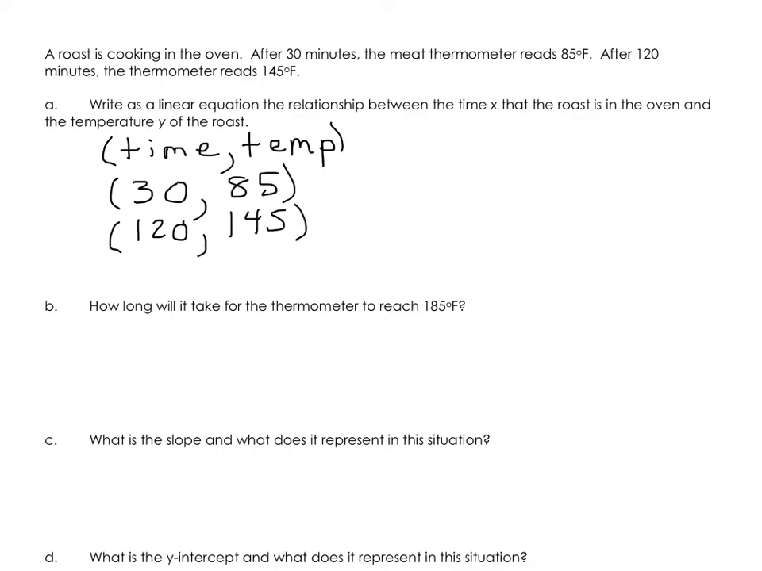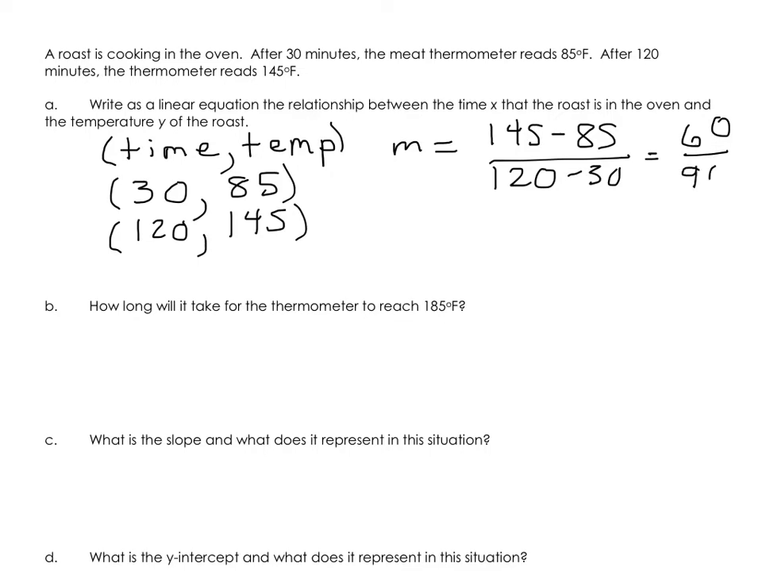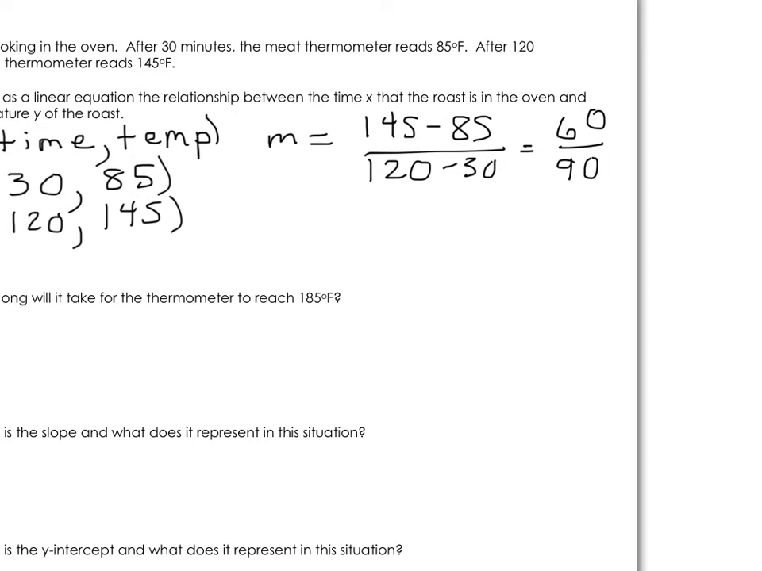What's the equation? We have 2 points. We need to calculate the slope. 145 minus 85 over 120 minus 30. 60 over 90, that's 6/9. That's 2/3. That's the slope.